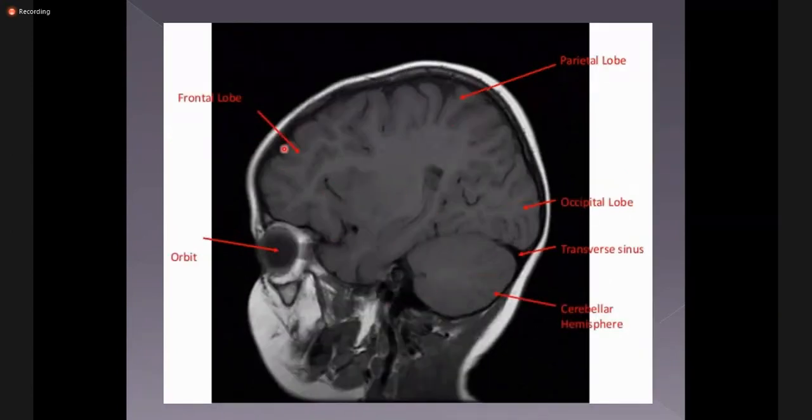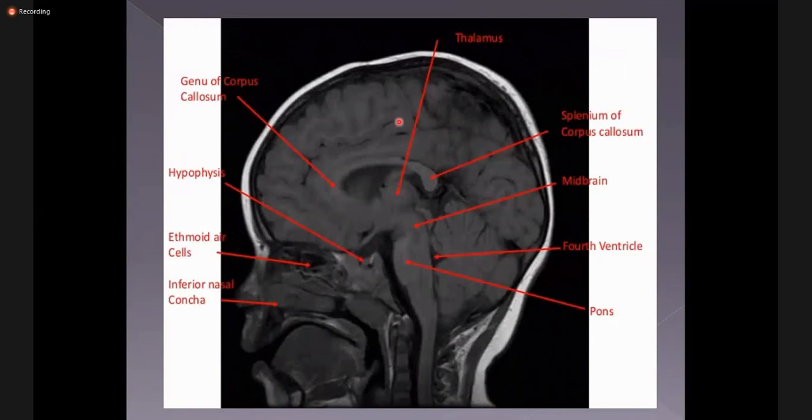This is another view. We show the frontal lobe, parietal lobe, occipital lobe, and cerebellum. This is the orbital globe, and there is a transverse sinus.